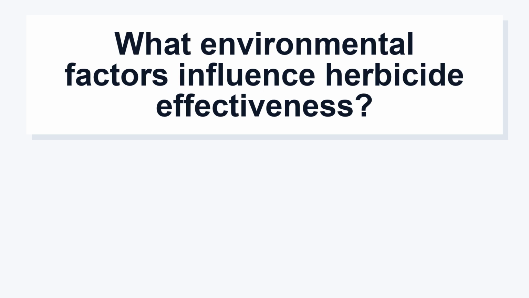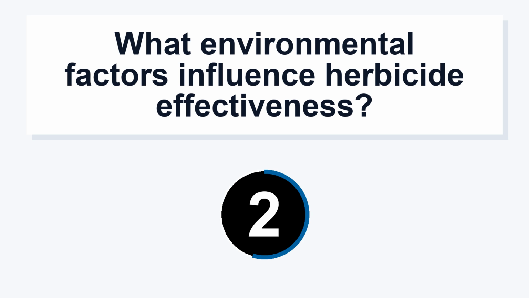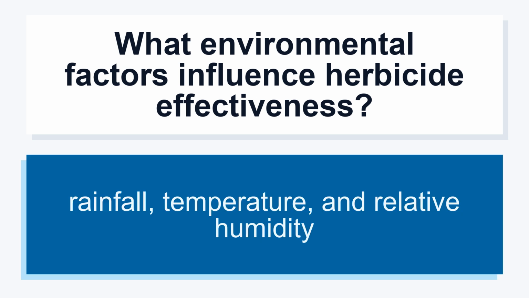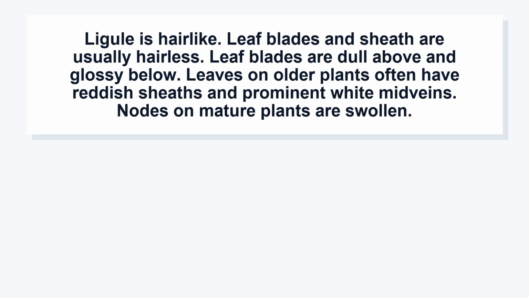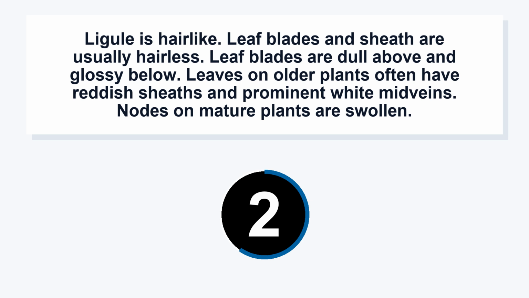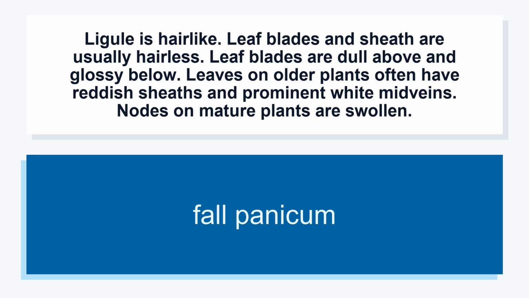What environmental factors influence herbicide effectiveness? Rainfall, temperature, and relative humidity. Ligule is hair-like. Leaf blades and sheath are usually hairless. Leaf blades are dull above and glossy below. Leaves on older plants often have reddish sheaths and prominent white midveins. Nodes on mature plants are swollen. Fall panicum.